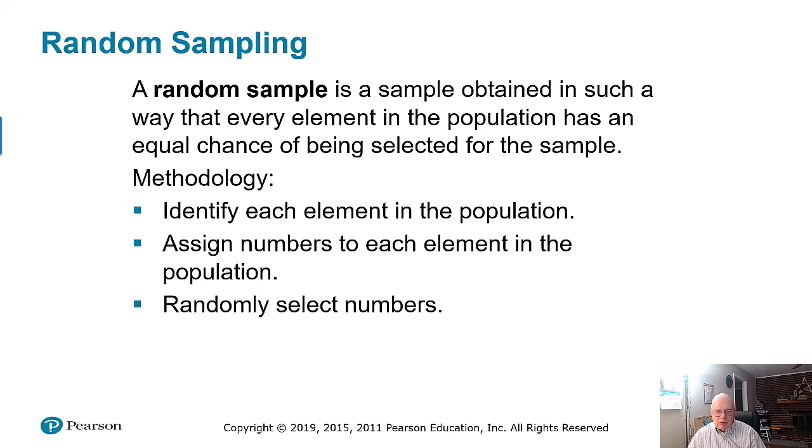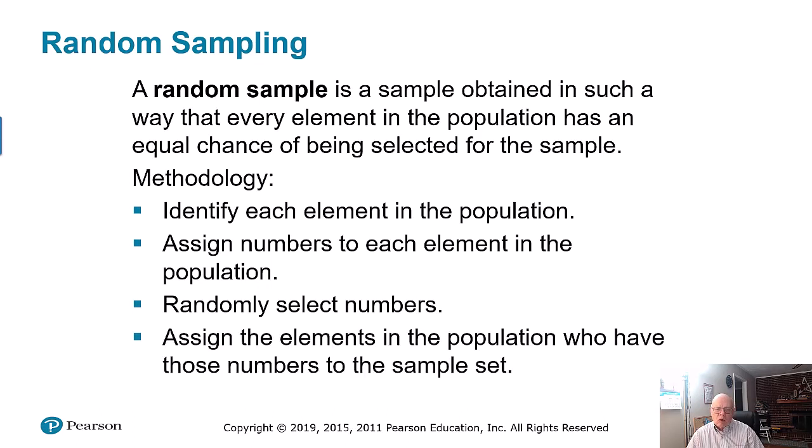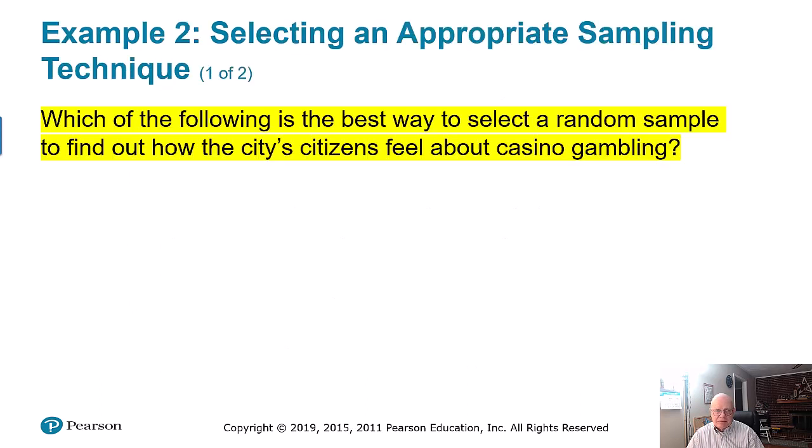Once you've got the numbers assigned to the elements of the population, randomly select those. There are a bunch of ways of doing it. Once you've got those numbers that are randomly selected, back up and get the elements in the population that were assigned to those numbers for the sample set.